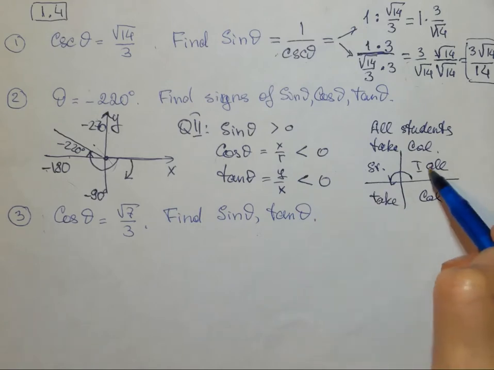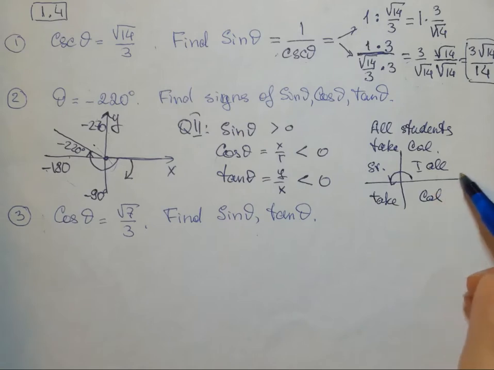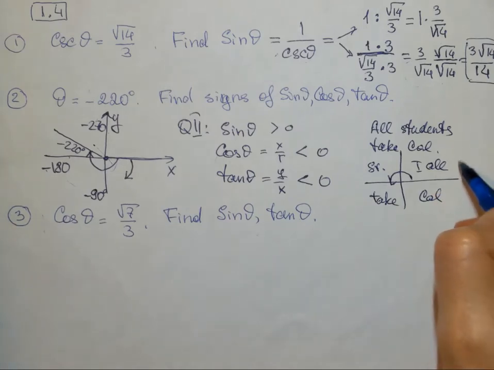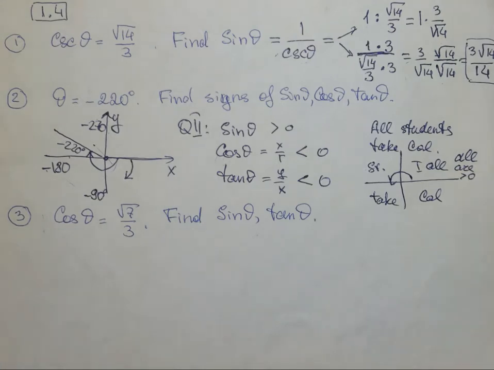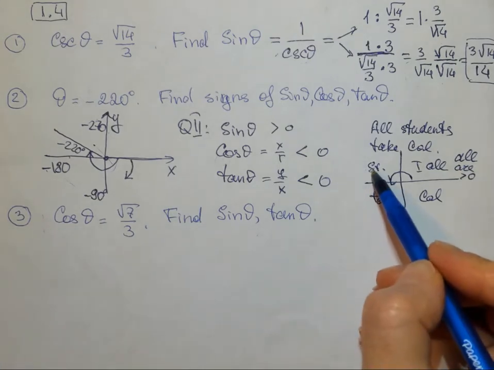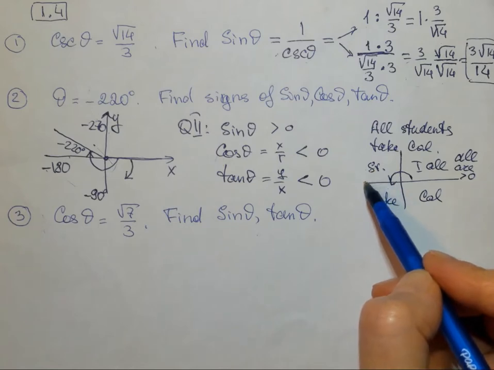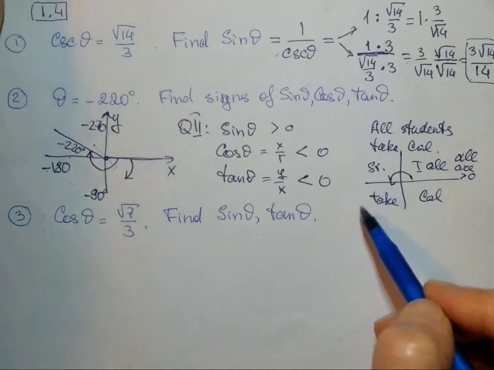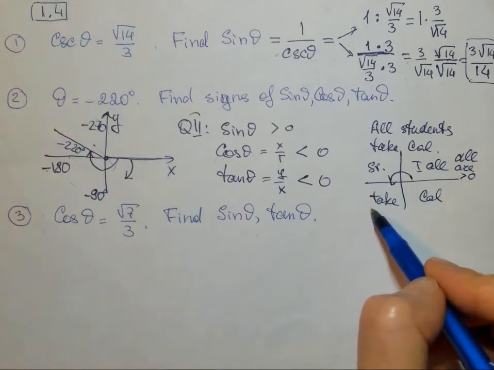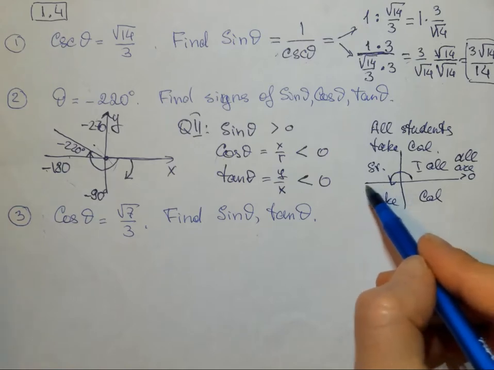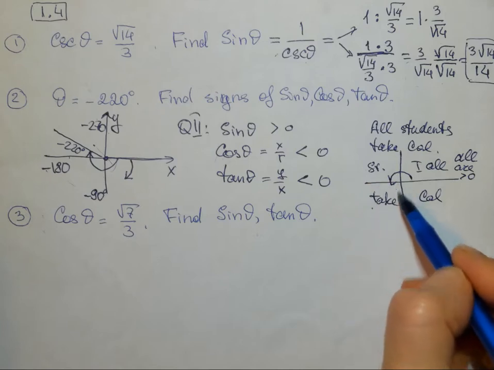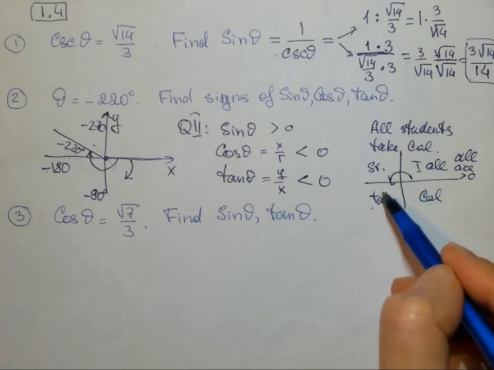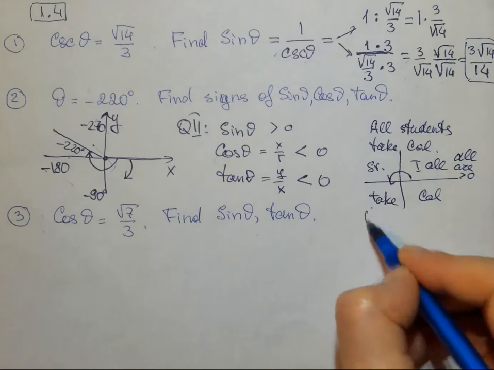So in the first quadrant, all trigonometric functions are positive. All are positive. In the second, only sine is positive, since tangent and cosine are negative. In the third quadrant, only tangent is positive, since tangent is y over x. Both y and x are negative, and negative over negative is positive. Tangent is positive.